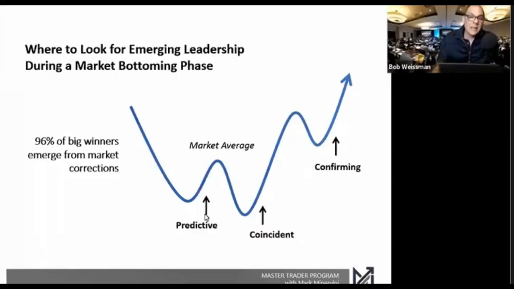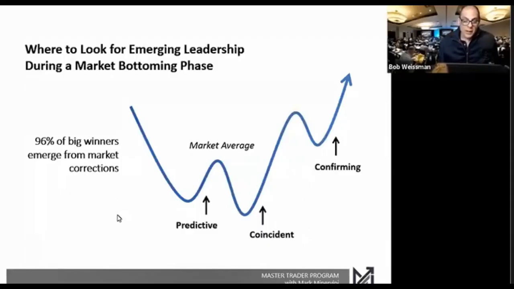That was 1990. I found a lot of names that were predictive, the Amgens, U.S. Surgical. I'm trying to think of some of the names, American Power Conversion. These were names that were breaking out and moving into new high ground before the market even made its low. And then the market went and made a lower low, but they made higher lows. Sometimes you don't get many predictive names. It could be one of these areas, predictive, coincident, or confirming, or a combination of them.